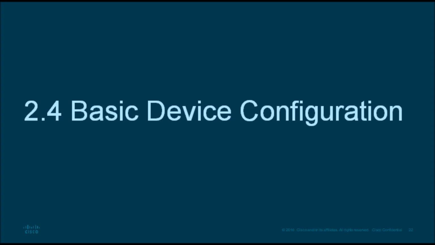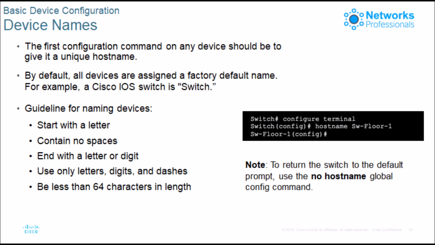You have learned a great deal about Cisco iOS, navigation, and the command structure. Now you are ready to configure devices. The first configuration command on any device should be to give it a unique device name or host name. By default, every device is assigned a factory default name. For example, a Cisco iOS switch is named switch and a router is named router.